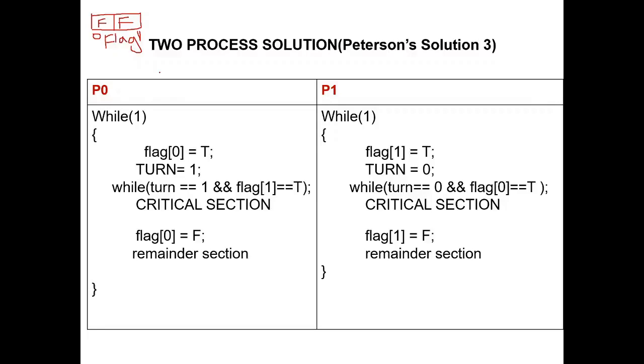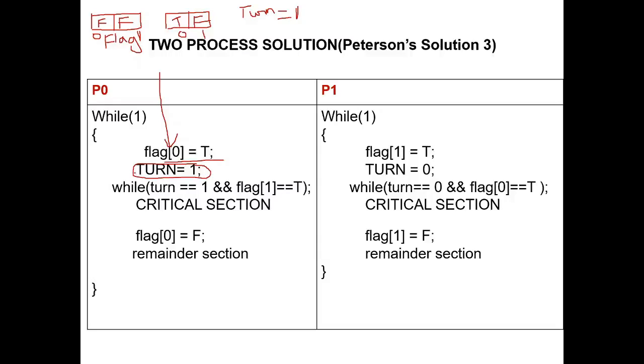Now the process P0 wants to enter into the critical section. So it sets the flag value equal to true. Flag of 0 it is going to make true, and flag of 1 is going to remain false only. Now it is also going to make the turn value equal to 1.